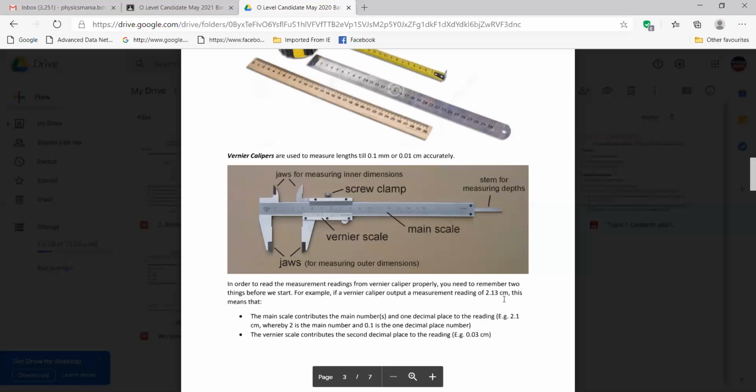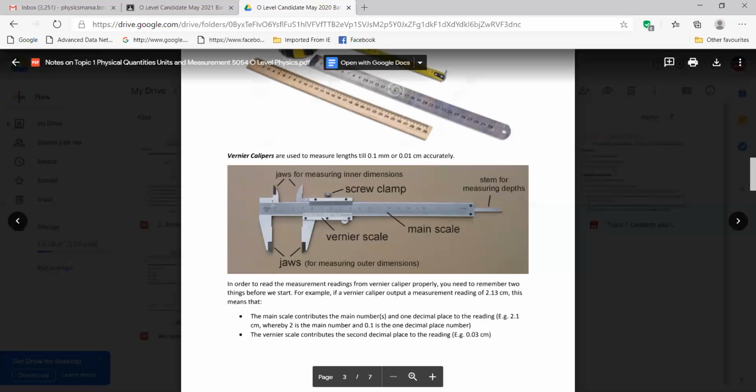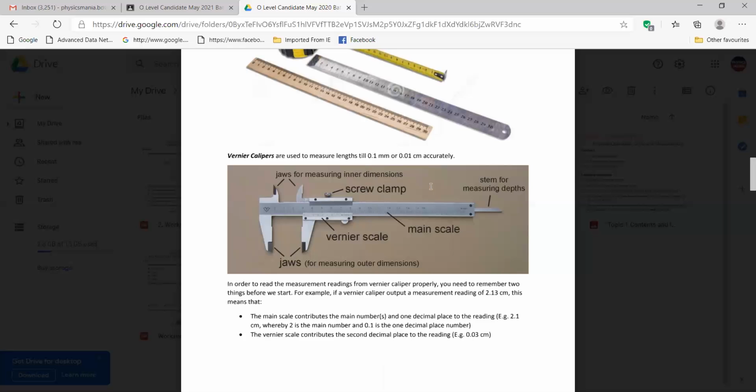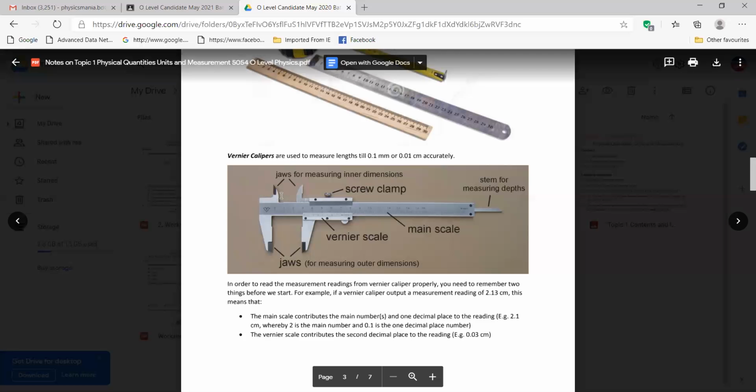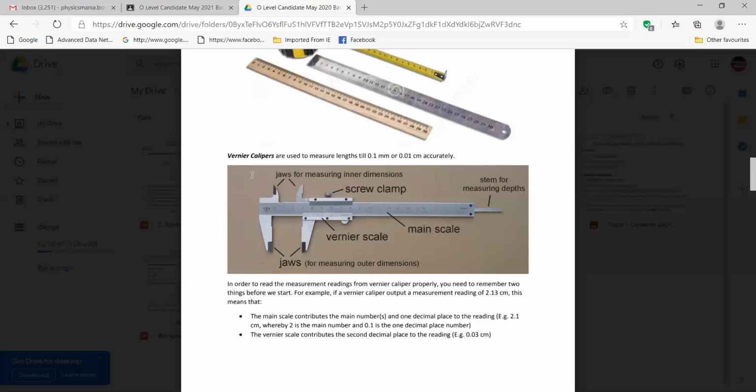So this one, jaws for measuring inner dimensions. You know measuring cylinder, right? Yes, sir. Measuring cylinder, it has internal diameter and external diameter. So sometimes we have to measure both. When we will measure internal diameter, that time we are using this, right? Yes, sir. The upper jaws. And when we are measuring the external diameter, we are using lower jaws. Okay. Then we have here main scale reading.